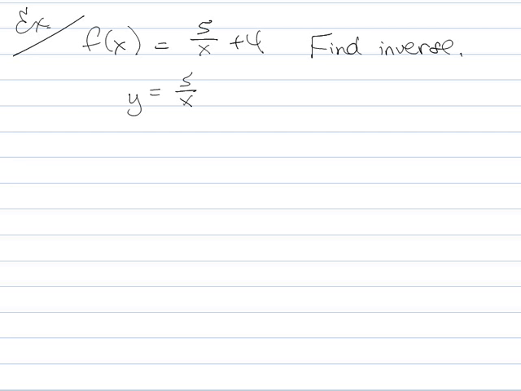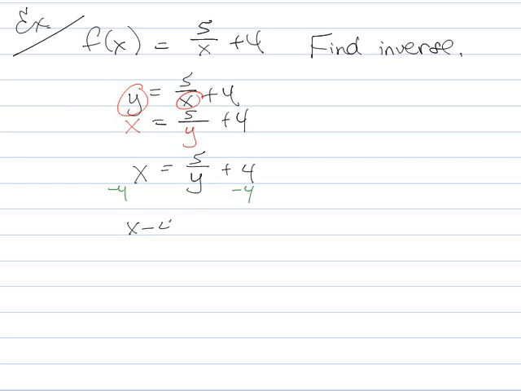So say we've got f of x is equal to 5 over x plus 4, and you want to find the inverse. Okay, so we've got y equals 5 over x plus 4. Take all my x's to be y's and all my y's to be x's. So I've got this, and I want to solve for y. So I'll go ahead and get the y by itself. Now the question is, how do I get that y out of the bottom?